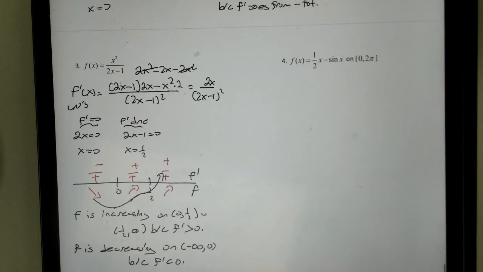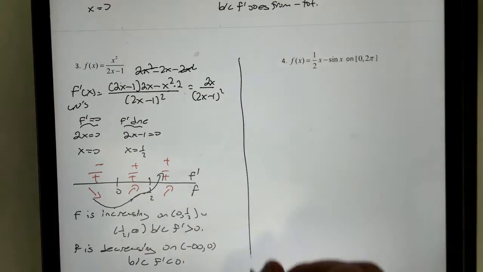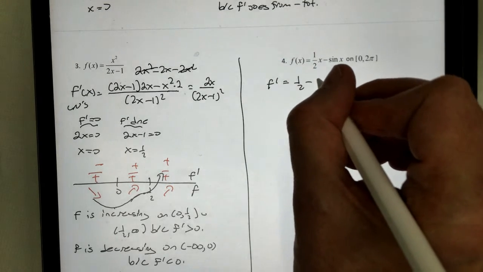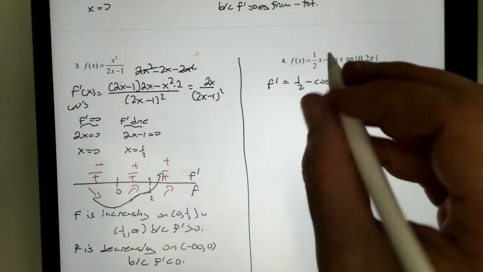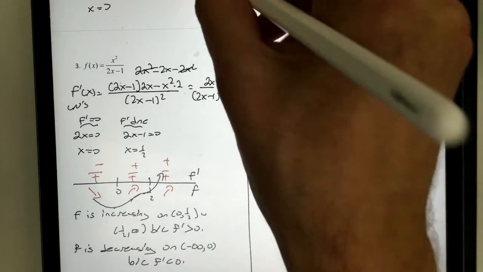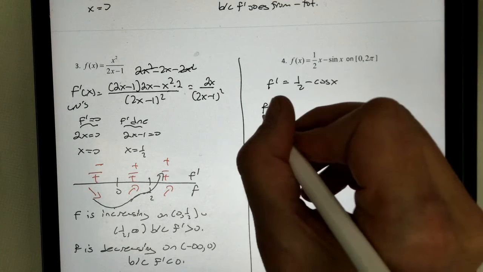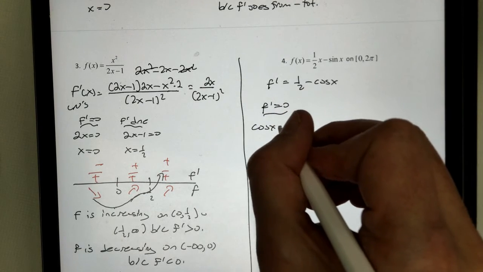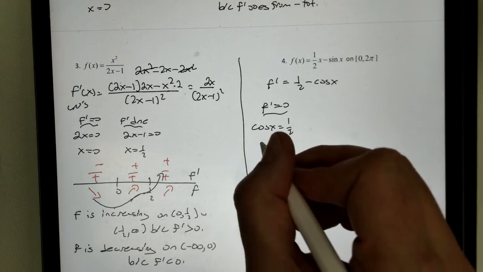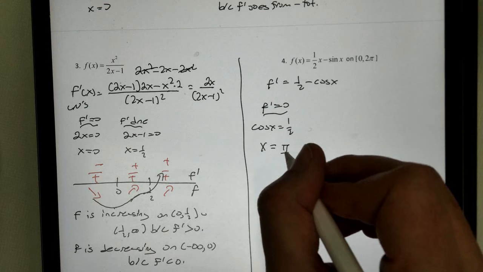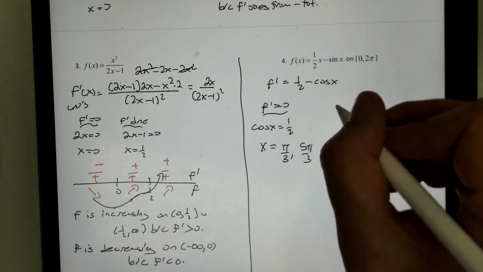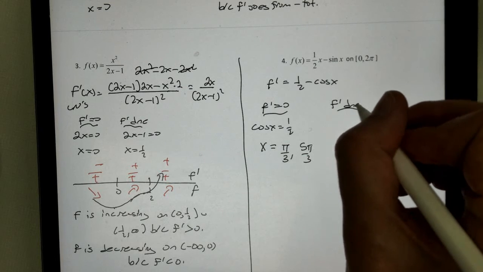All right, last one, trig function. Take the derivative. You can think, man, after that question, trig functions must be nasty. Nah, you can like trig. We get 1/2 minus cosine of x. Find the critical numbers. Where does that derivative equal 0? Where does cosine of x equal 1/2? Well, cosine of x is equal to 1/2 at x equals pi over 3, and what's that, 5 pi over 3? Where is the derivative not existent?